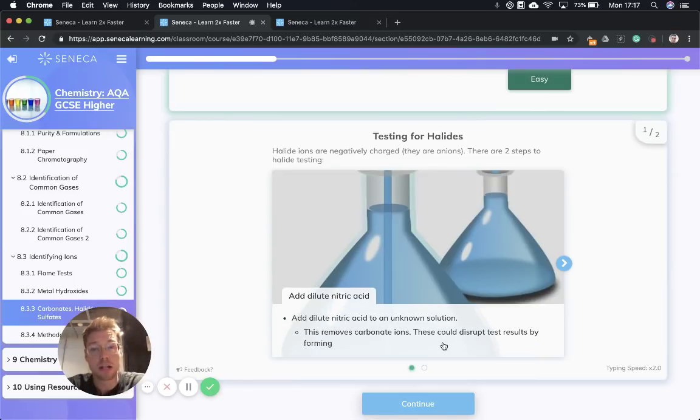What about halides? Well, halide ions are negatively charged, so they are anions. A negatively charged ion is an anion. And there are 2 steps to halide testing. 1, don't pick up the phone, just kidding.